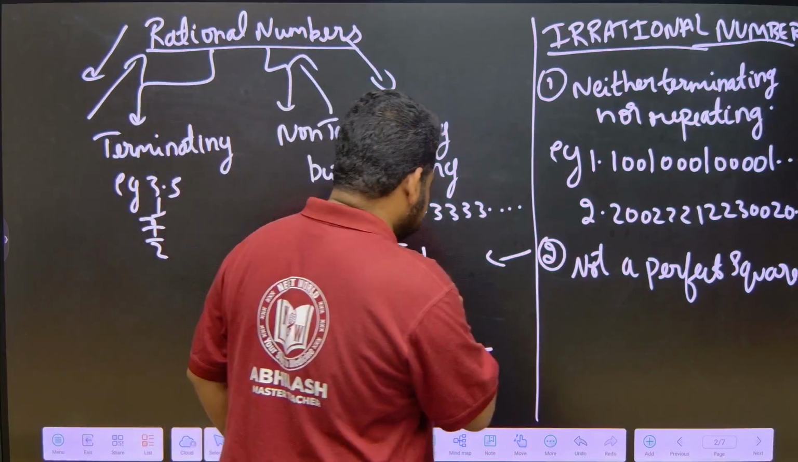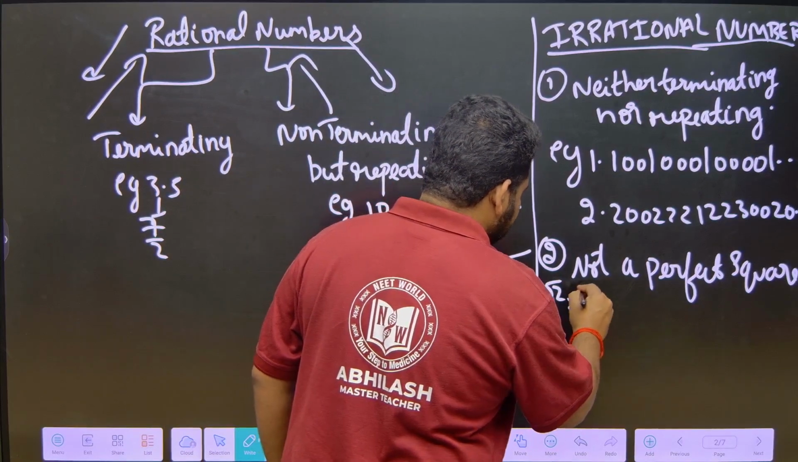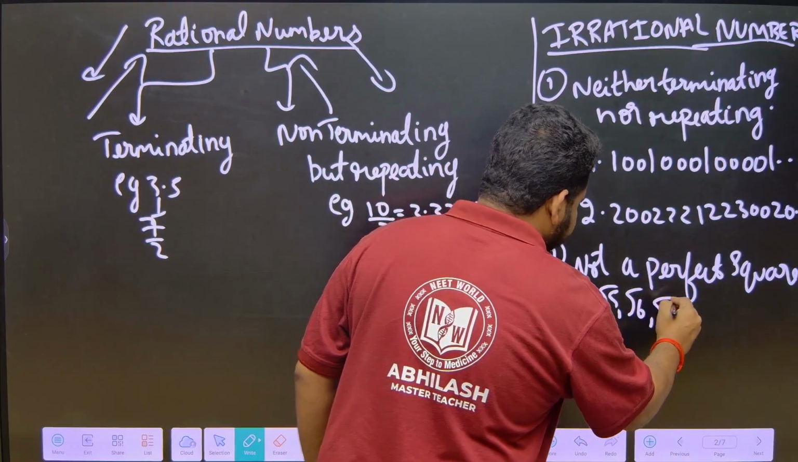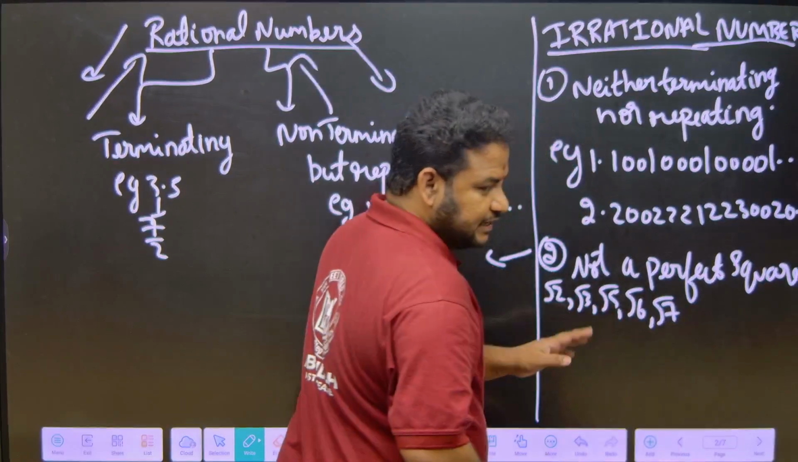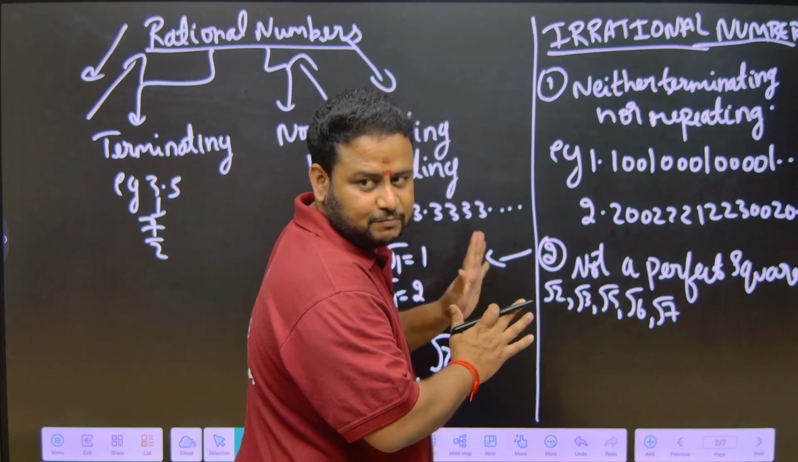1 is a perfect square, so I cannot use it. So root 2, root 3, root 5, root 6, root 7. Root 8 I am not writing; in a moment you will get to know why I am not writing root 8. So please observe, please focus.